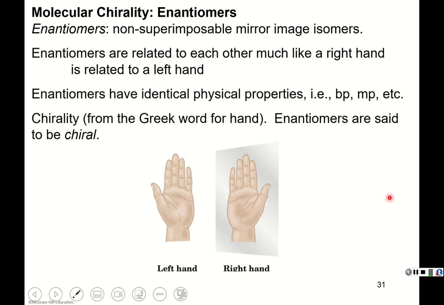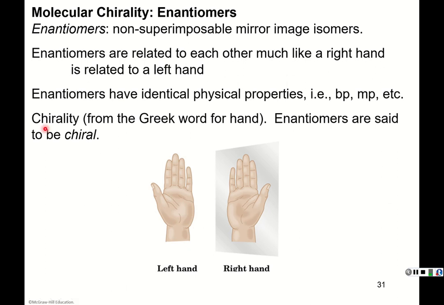Another important type of isomers are enantiomers. What enantiomer means are non-superimposable mirror images. Enantiomers are related to each other like a right hand is related to a left hand. They have identical physical properties. So if you're trying to separate enantiomers, it can be kind of difficult, because they're going to have the same boiling point, melting point, that sort of thing. So it can be very hard to separate them.